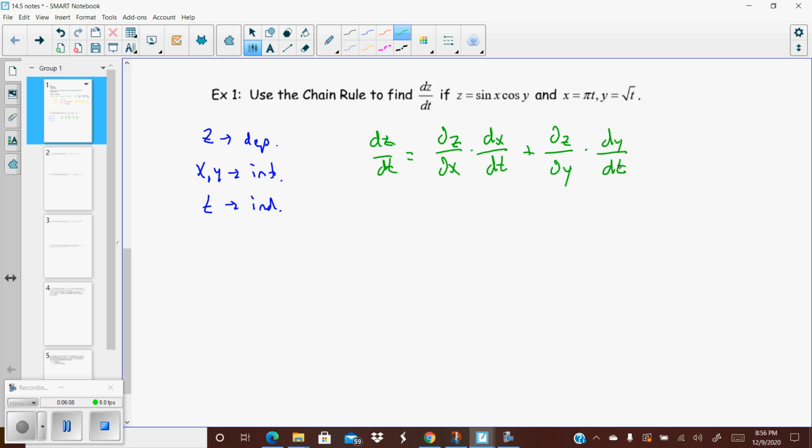The good news is you don't have to change variables here. What do I mean by that? Well, dz over dt is going to be the partial of z with respect to x. This is z, so the partial of z with respect to x is going to be cosine x cosine y. Remember, we treat the cosine y part like it's a constant.